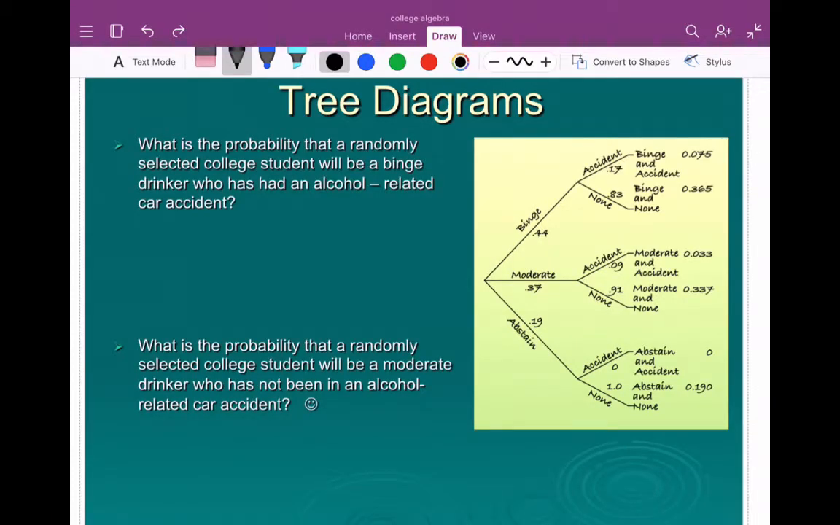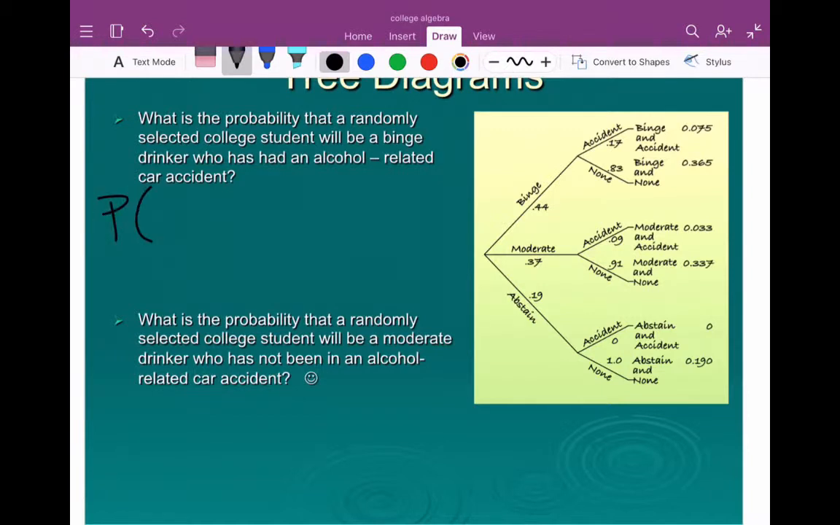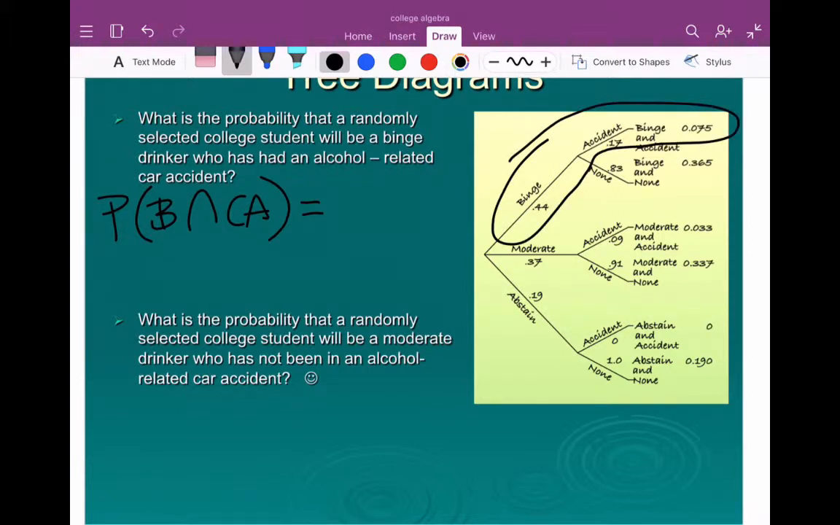Using our binge drinking example, let's look at an example using the tree diagram. The first one is that I want to know the probability that a randomly selected college student will be a binge drinker who has had an alcohol-related car accident. So this is the probability of being a binge drinker and in a car accident. Looking at the tree diagram, a binge drinker and accident is all of this right here. And you always multiply going across the branches, so we end up with 0.44 times 0.17, which is equal to 0.075, or 7.5%.